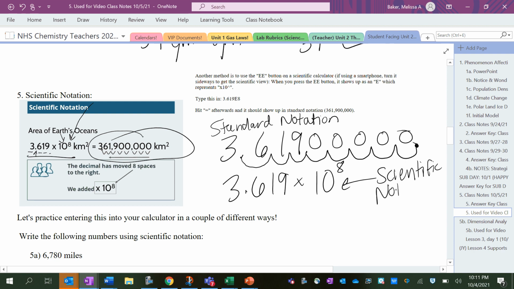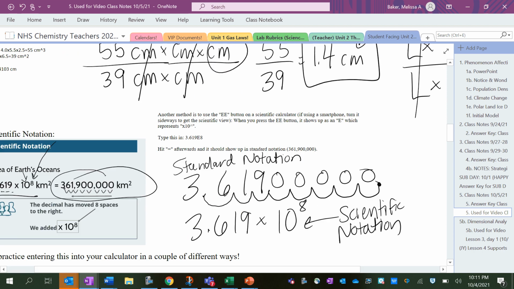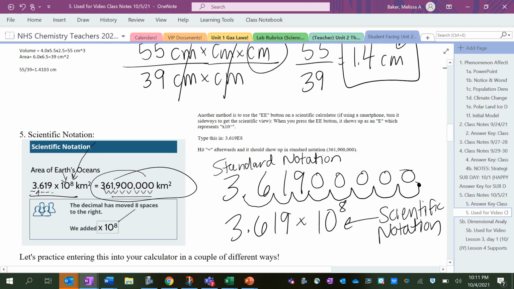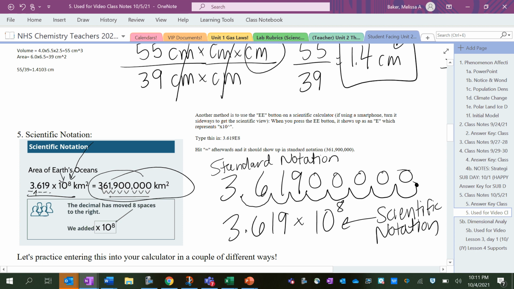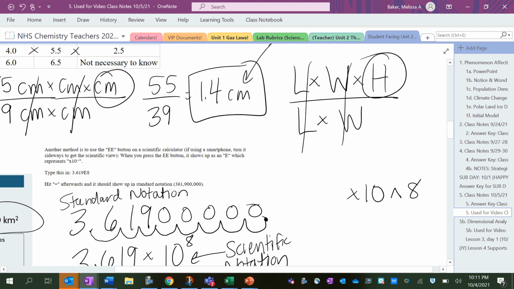And you may have seen this before. It's good to review, maybe in another science class, maybe a math class. So I want to say that there are a couple of different ways that you can enter this into your calculator. Of course, you can just enter in the whole number. Or, as you probably are more familiar with, you can hit times 10 and the little caret, times 10 to the eighth. Or there's a new trick I want to teach you, which is using a scientific calculator.